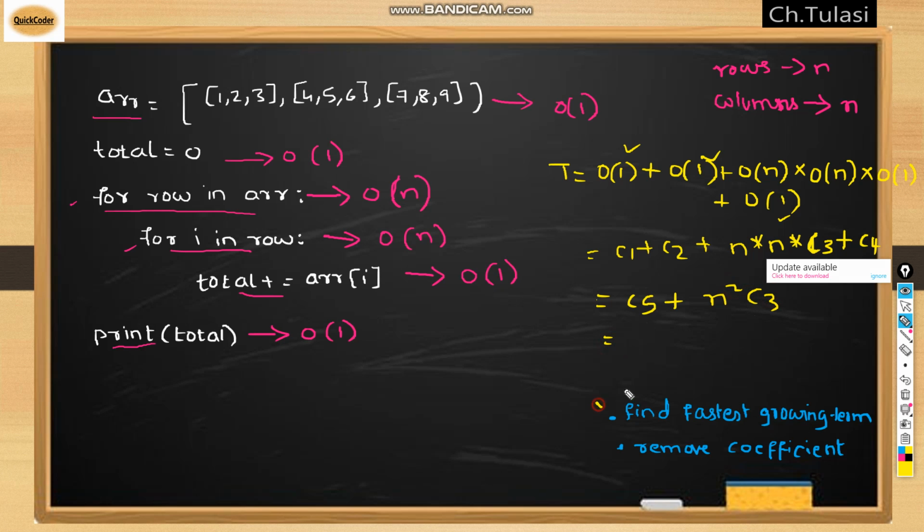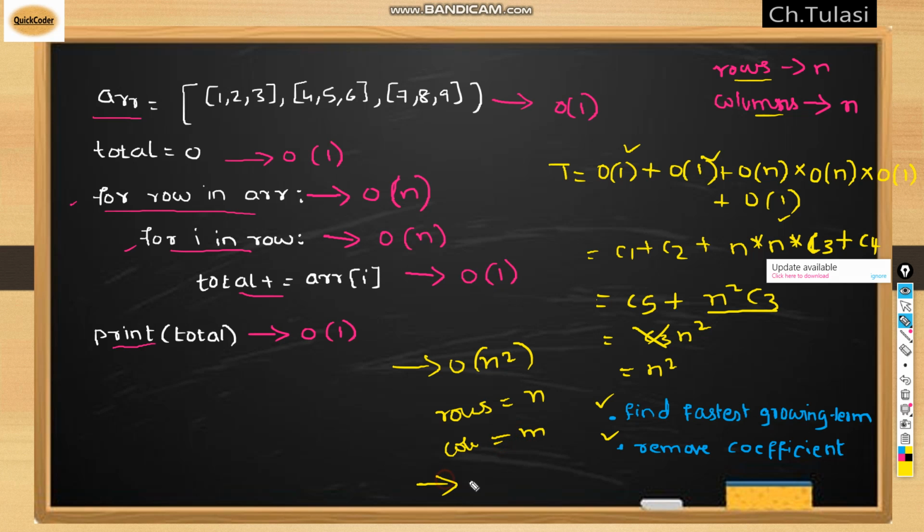What is the fastest growing term? n square into c3, so we can also write it as c3 into n square. Again, remove the coefficient, and we will get n square. So the total time required to run this program is O of n square, where n is the total number of rows. If my total number of rows is n and columns is m, then my total time will be O of n into m. As here rows and columns are equal, I got O of n square.